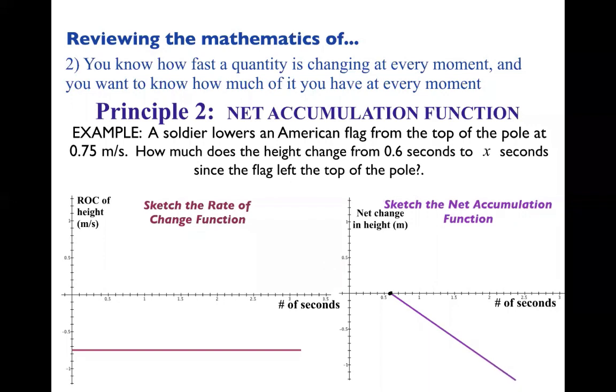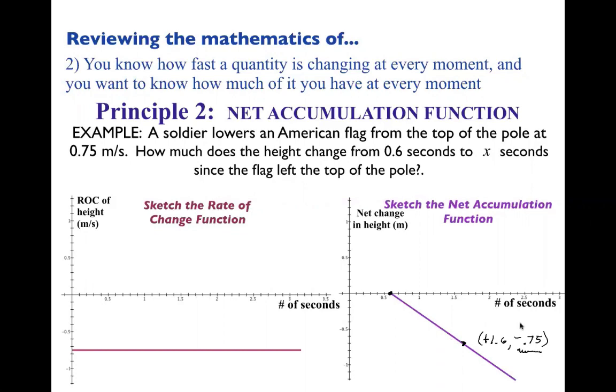So a point over here, say 1.6, and negative 0.75. What does that point mean? Sorry, positive. 1.6 seconds after we started lowering the flag, its change in height since 0.6 seconds is negative 0.75 meters, or it's gone down 0.75 meters since 0.6 seconds. So net accumulation.